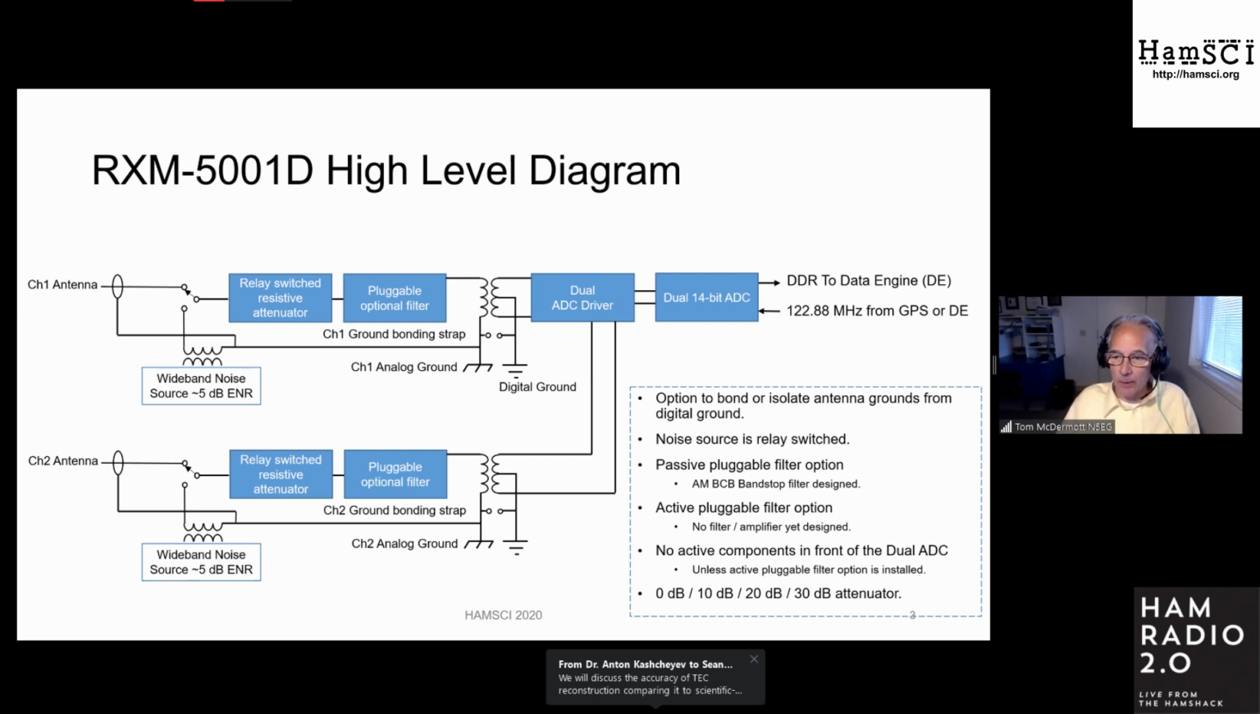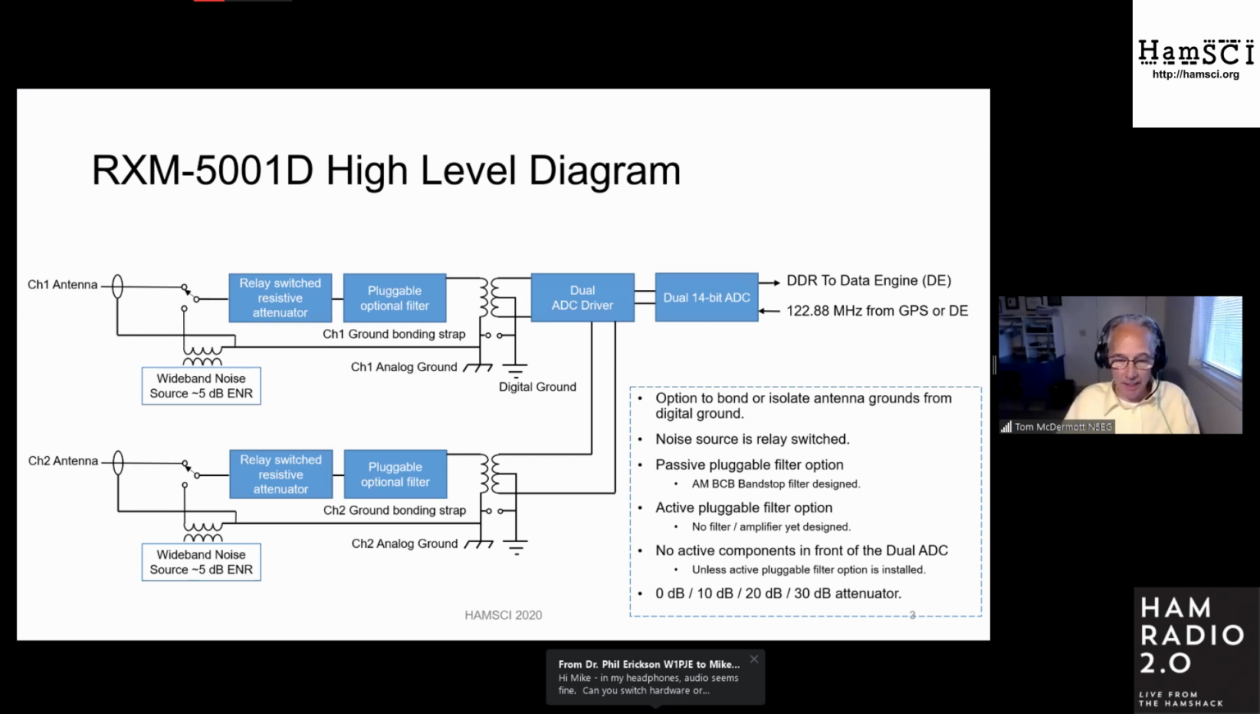There's enough bandwidth coming off a dual converter and enough pins that in general you need a DDR interface to the data engine. There are options to bond or to isolate the antenna ground from the digital ground. The noise source is relay switched. What all of that means is there are no active components ahead of the dual ADC driver chip, and so everything to the left of that transformer is passive, or in the case of the noise source, transformer coupled.